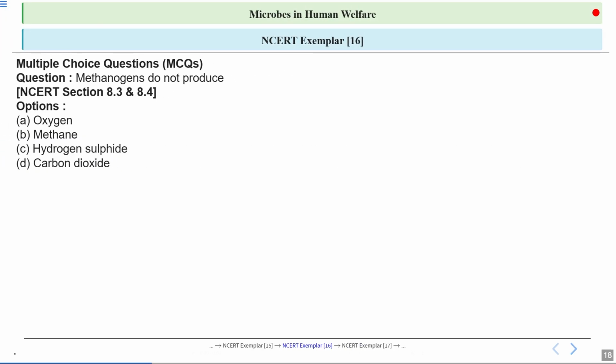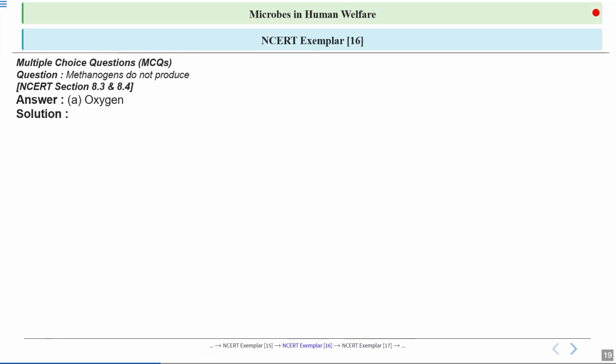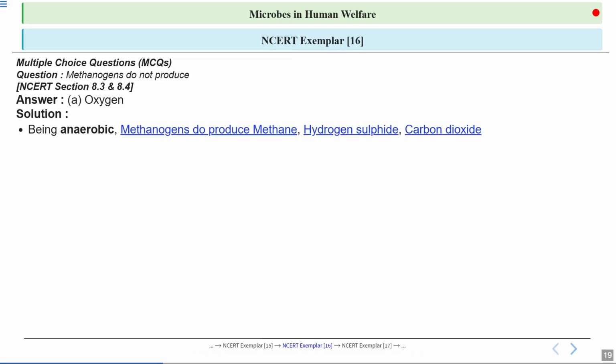Next question, methanogens do not produce. Methanogens are anaerobic bacteria. Options are oxygen, methane, hydrogen sulfide, and carbon dioxide. What is the correct answer? Let's have a look at the answer. Option number A, oxygen is the correct answer.